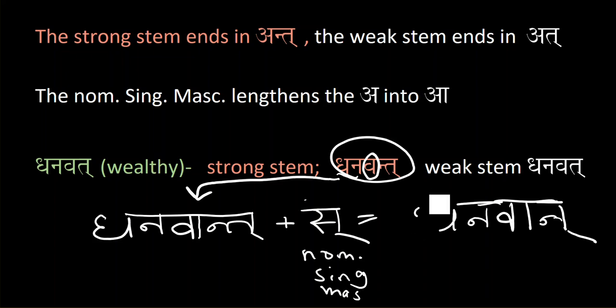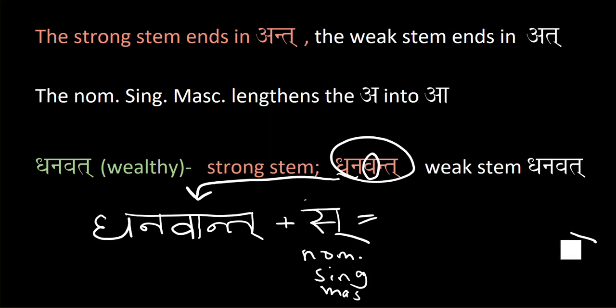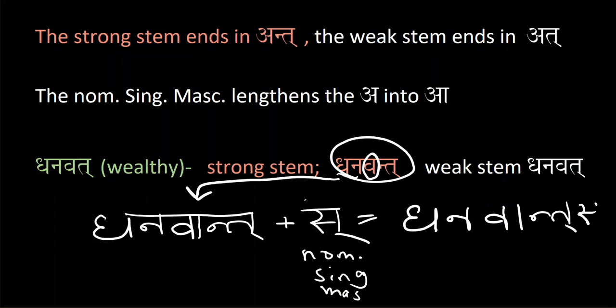To break it down even further, let me show you how. So you have dhanawant plus sa, which is going to give you dhanawantsa, with a half na, a half ta, and a half sa. Now this here is not acceptable. There's no vowel between this ta and sa. There's no vowel between the na and the ta.